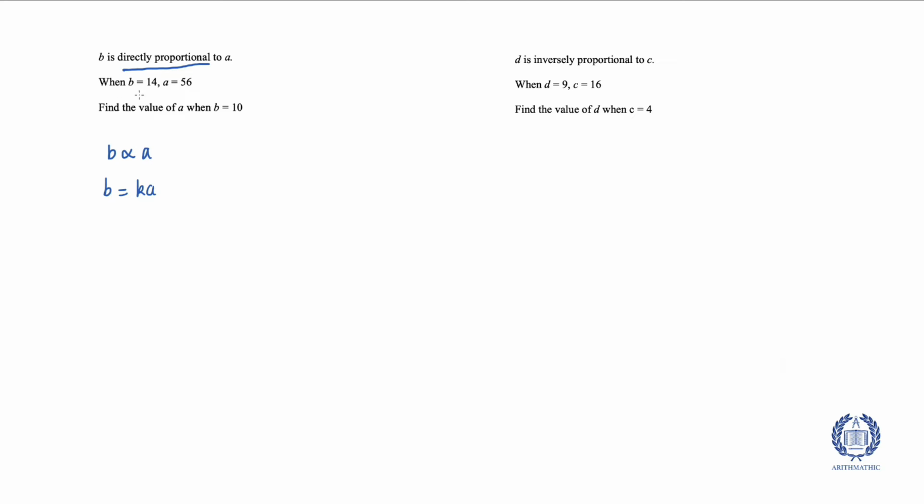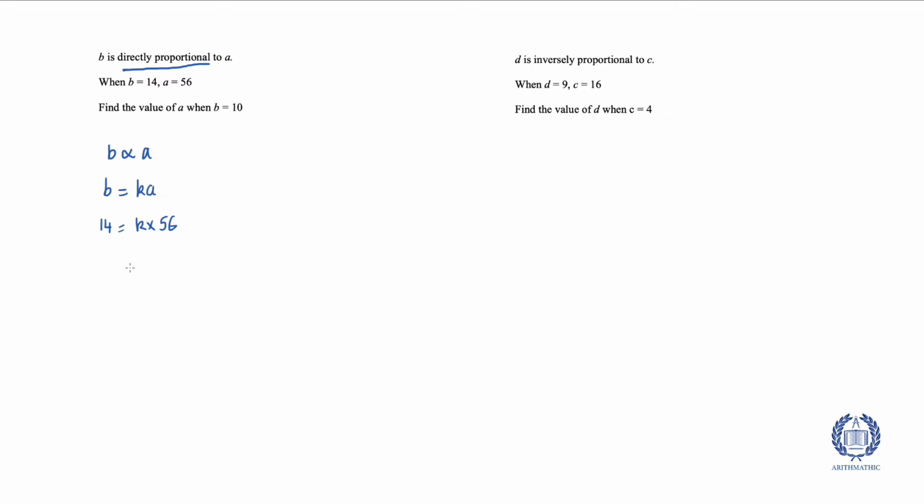Now, if you look at the question, it's saying B equals 14 when A is 56. I can use these two values to find K. So essentially, my B value is 14, so I'm going to put 14 here. Equals K, I don't know, but remember that's what we're trying to find out, right? Times A value. A is 56. So 14 equals K times 56.